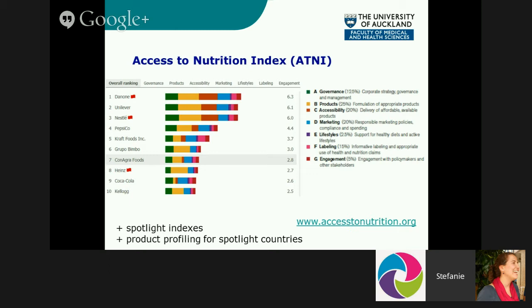So the first report was published in 2013 and actually found that most companies clearly lacked transparency, were not publicly sharing their nutrition-related practices, and also did not adhere to many of the commitments that they had shared publicly. So the idea is to do this exercise also every 2 years to track progress. And ATNI also aims to develop spotlight indices, which means for particular countries, looking at the 10 biggest food and beverage companies and doing the same exercise.